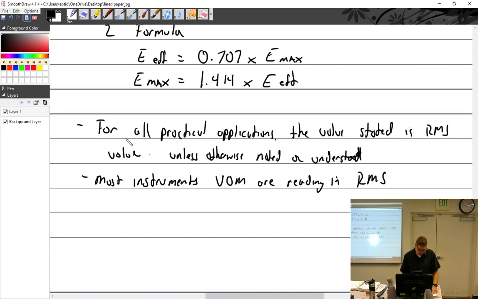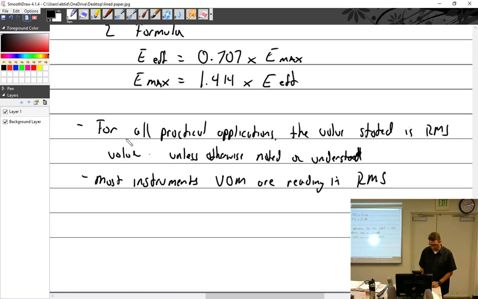So yeah, household measures. Here's the funny thing. Sometimes we say 110, sometimes we say 120. I've even asked electricians which one it is. I've even looked it up. Nobody has the answer. So if I measure 120 out of the wall with my voltmeter, is that considered peak or RMS? RMS.